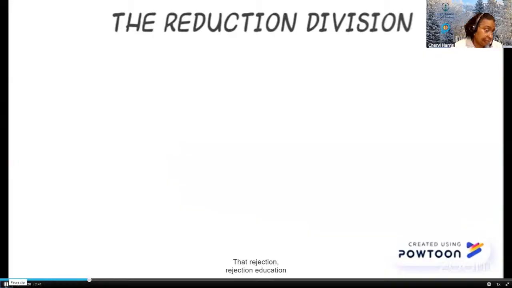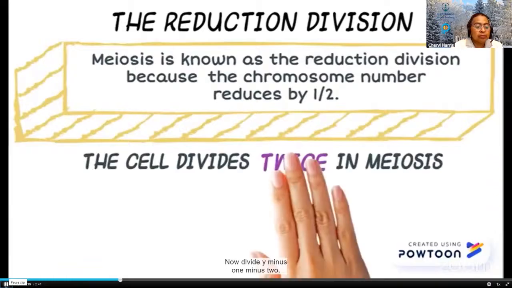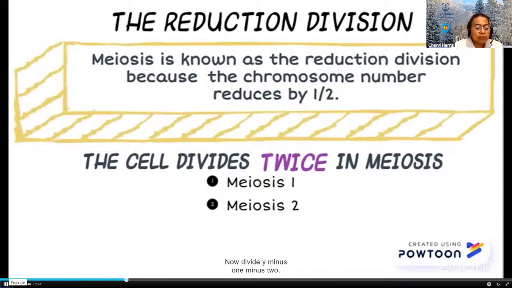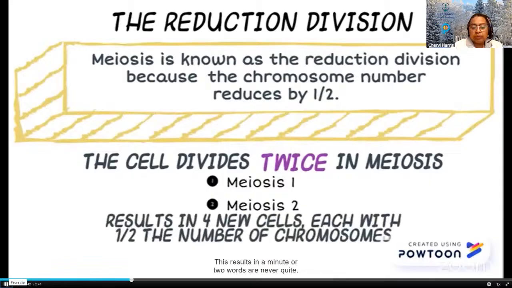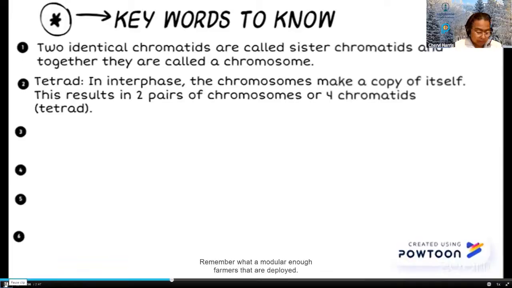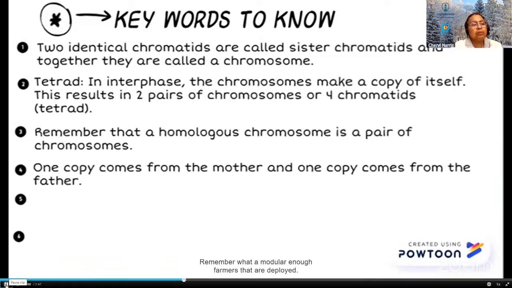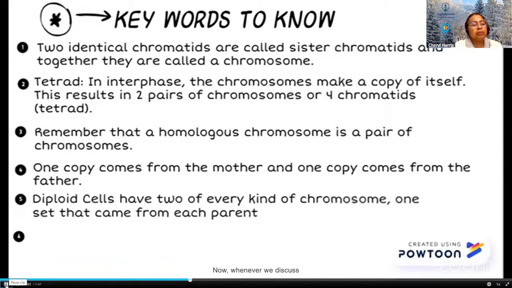The reduction division. Meiosis is known as the reduction division because the chromosome number is reduced. The cell divides twice in meiosis, meiosis 1 and meiosis 2. This results in 4 new cells, each with half the number of chromosomes. Take a minute to look at these keywords. Remember what sister chromatids are. Review what a tetrad is. Remember what homologous chromosomes are. Look at diploid cells and haploid cells.